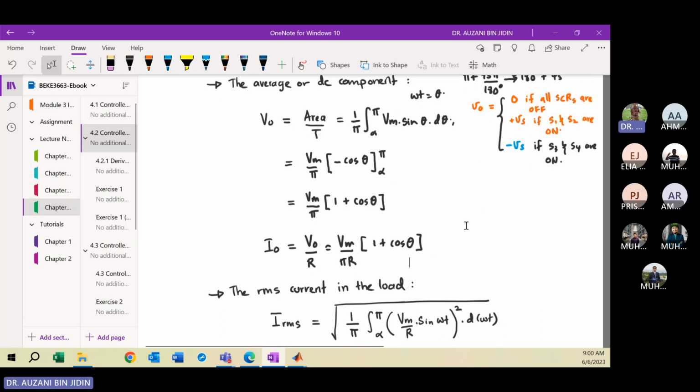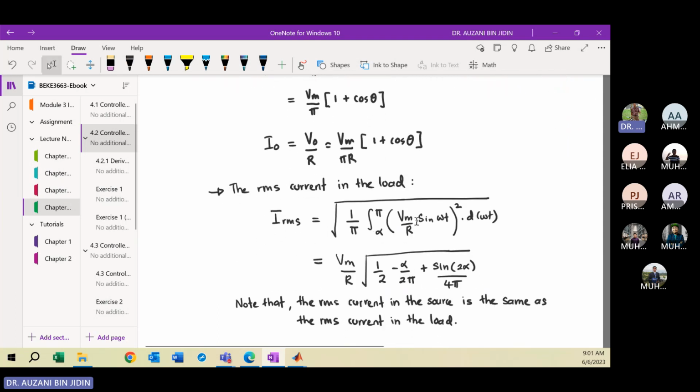Okay, this is the output voltage, the average component or the DC component. So you can see your wave shape will be a constant value. That's why I put it in capital letter, because this is the DC component. Any questions? Okay, then for the RMS, how to calculate the RMS?